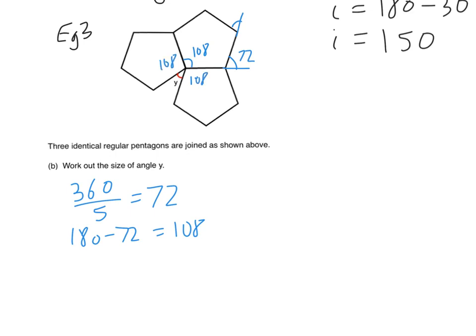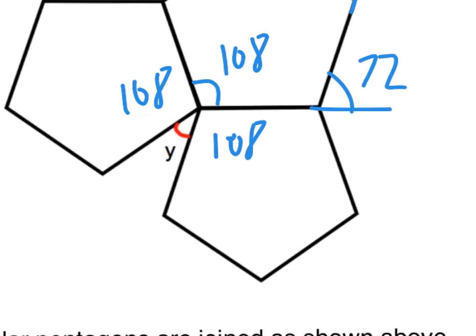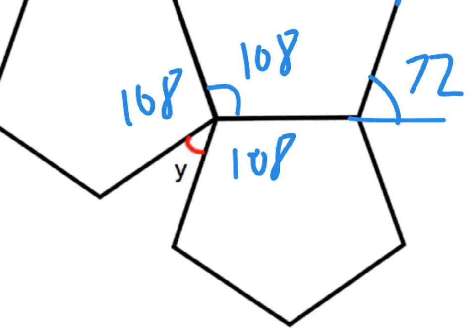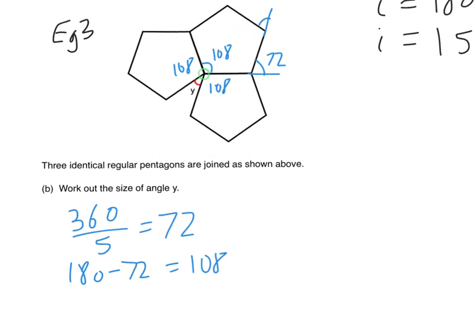And we know that at that y, if we go here, the y is around a point, and that should make 360 degrees. So if we do 360 degrees minus the 3 times 108, that would give us what y is equal to. So 360, take away 3 times 108, gives you 36 degrees. So angle y is 36.